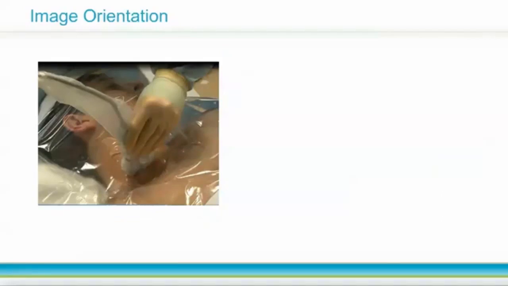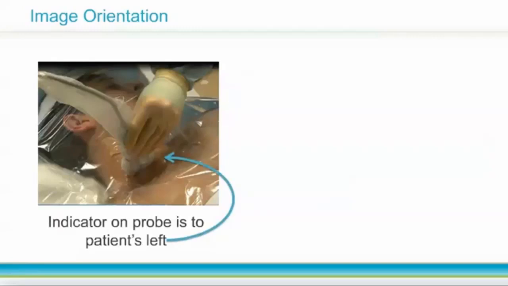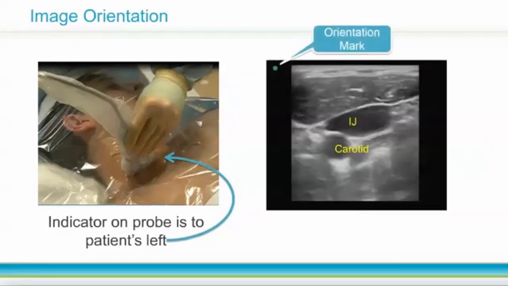For now, keep in mind that you can use this orientation mark to orient yourself to an image on the screen. For example, here the transducer indicator is pointing to the patient's left. This corresponds to the orientation mark, the blue dot in the upper left part of the screen. So I know that the left side of the screen represents the patient's left side.